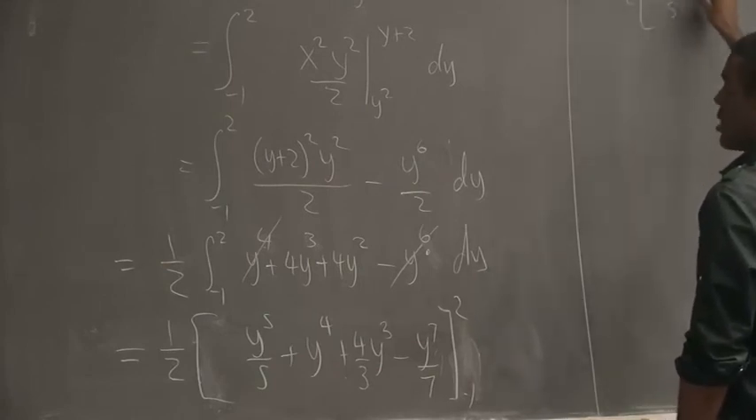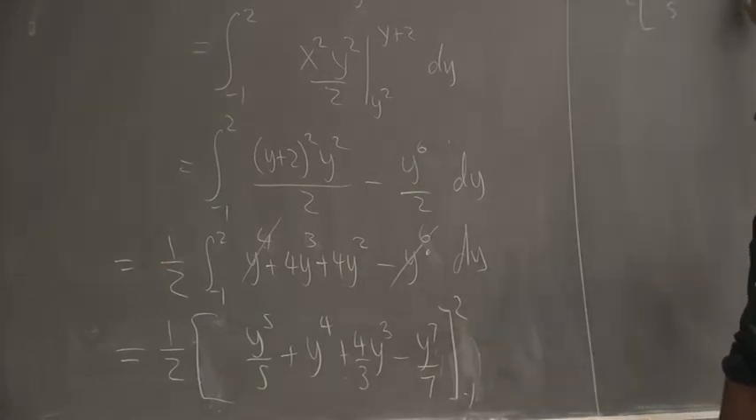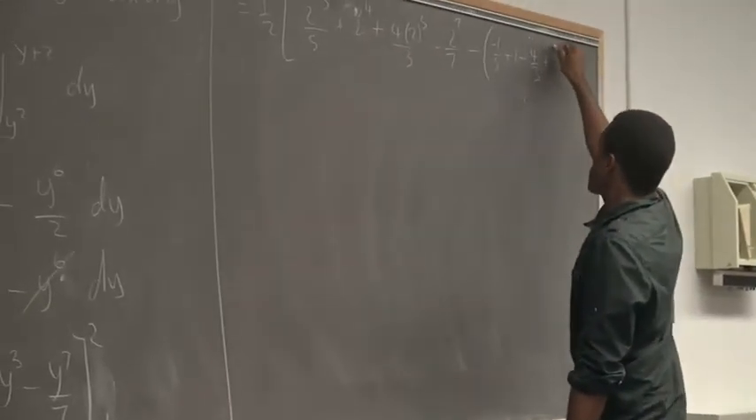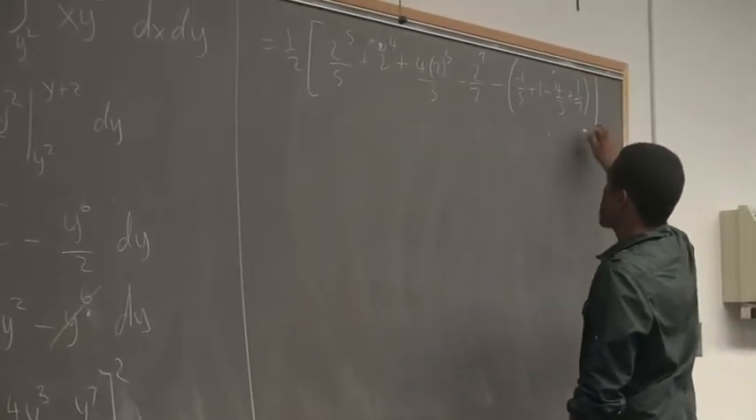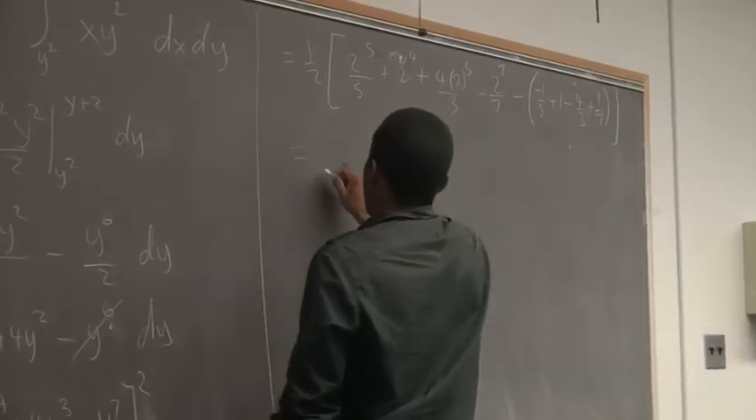Two to the 5th over 5 plus 2 to the 4th plus 4 times 2 cubed over 3 minus 2 to the 7 over 7. Then I'm replacing it with minus 1, so it's minus 1 over 5 plus 1 minus 4 over 3 plus 1 over 7. And that is whatever.